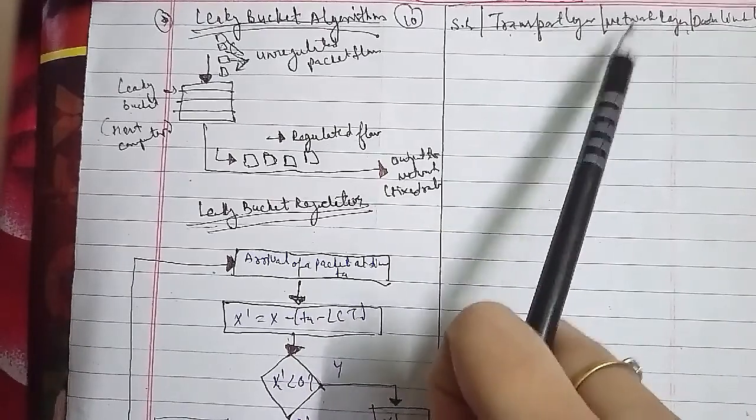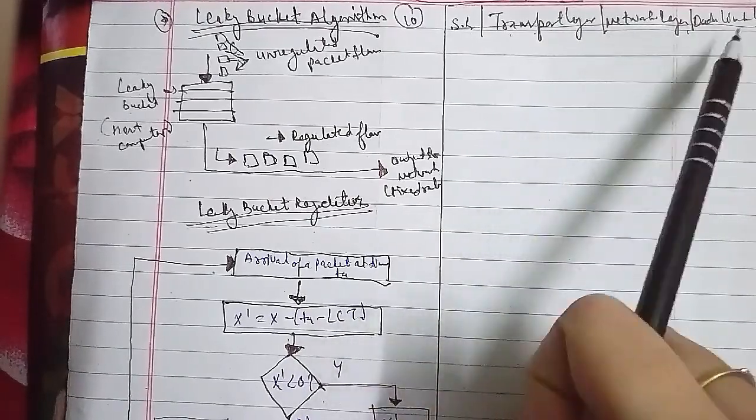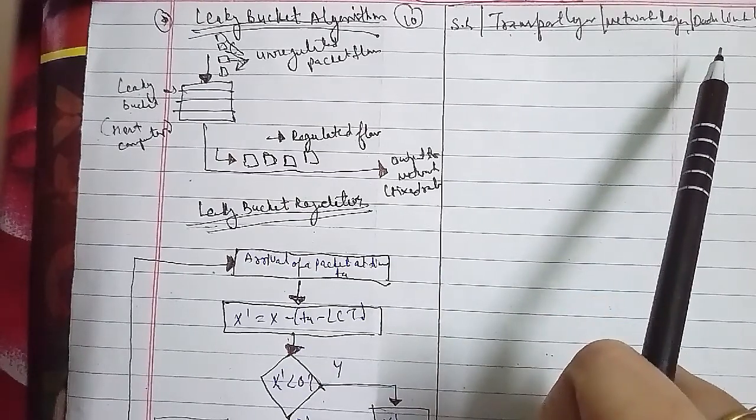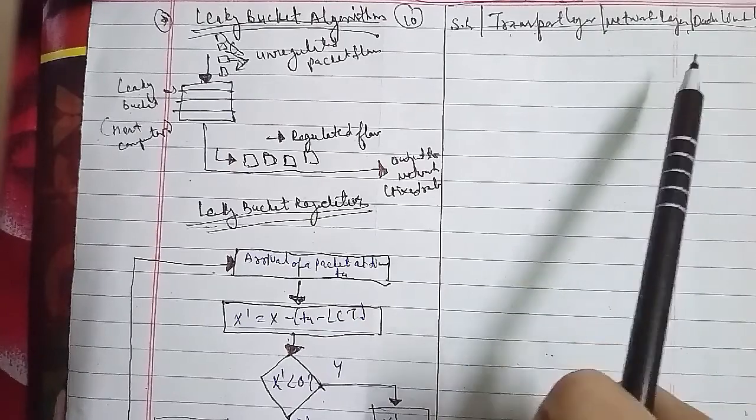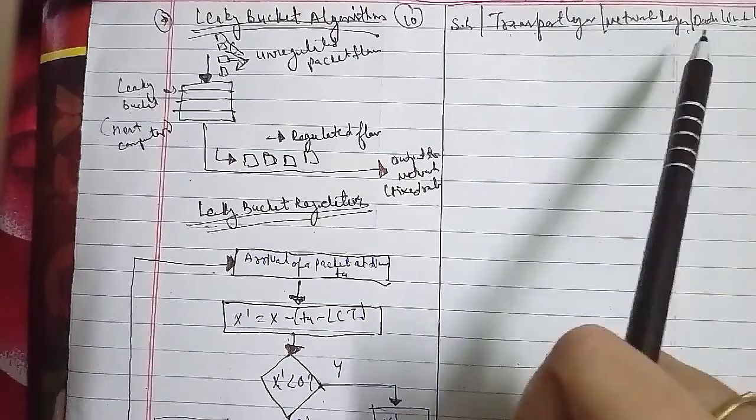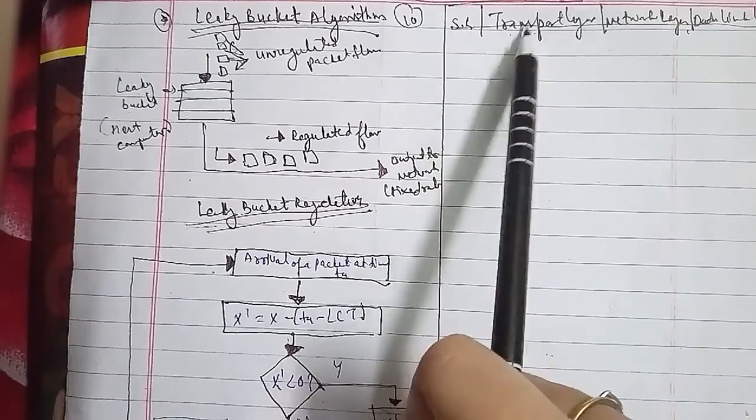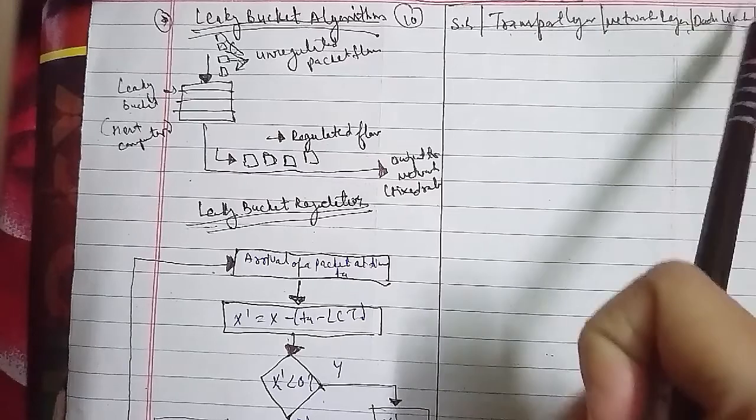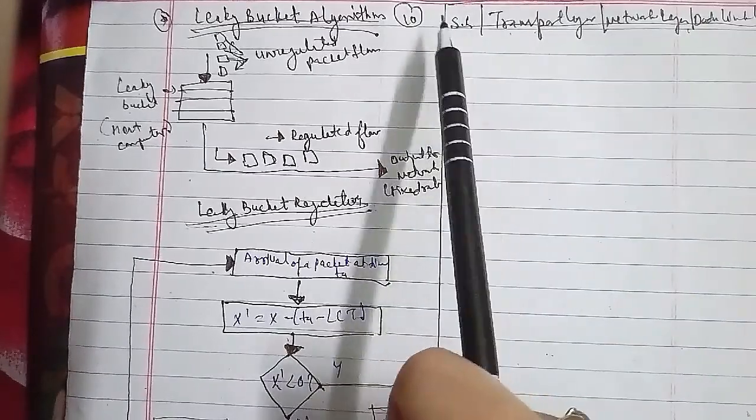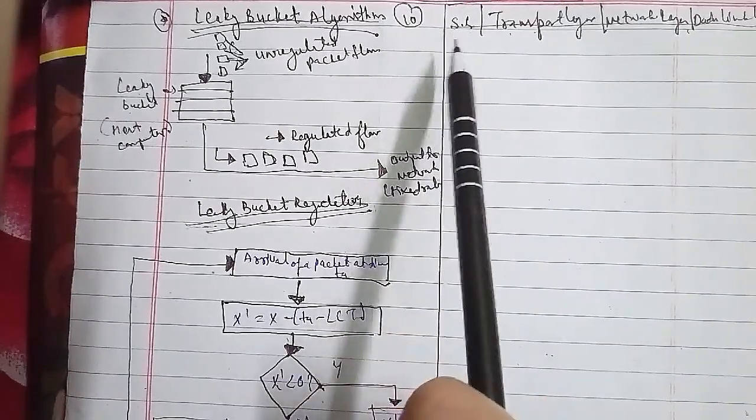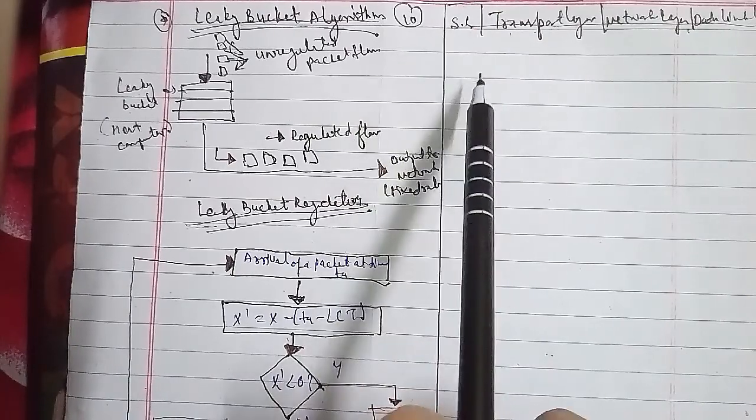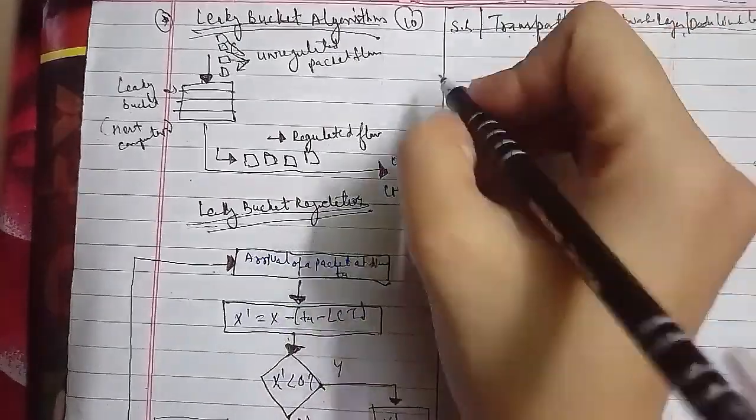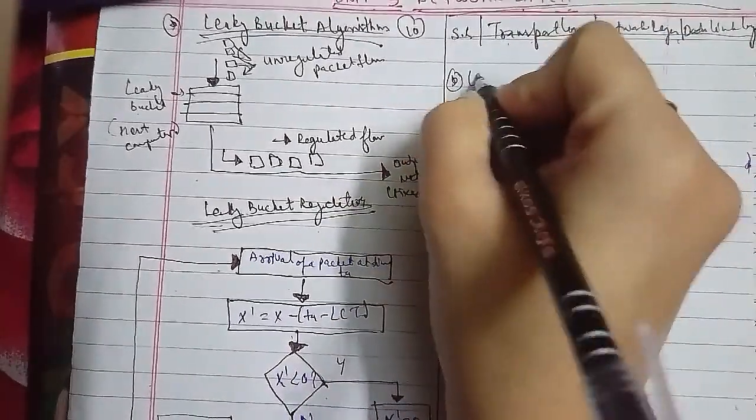Let's go ahead with another one, and that is what we have to discuss: the limitations of the leaky bucket algorithm. So the limitations of the leaky bucket algorithm, and how they are resolved, that is what we have to discuss, that has been asked for 10 marks. And what the limitations of the leaky bucket algorithm are and how they are overcome, that we'll also have to discuss.